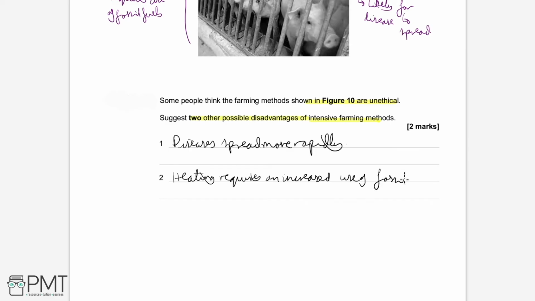Alternatively, you could just discuss antibiotics. Due to the potential of disease spreading, farmers often use large quantities of antibiotics, so they are often overused, and this could cause resistance to antibiotics, which poses large issues for the agricultural industry.